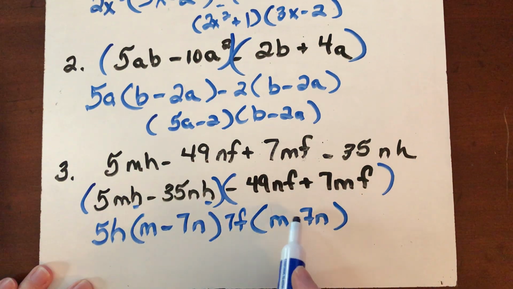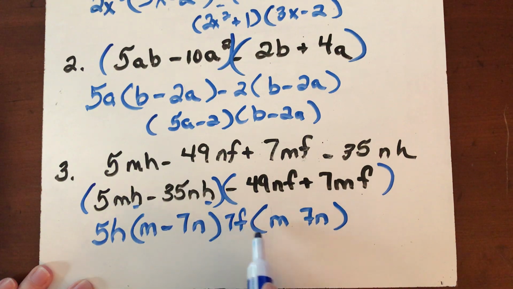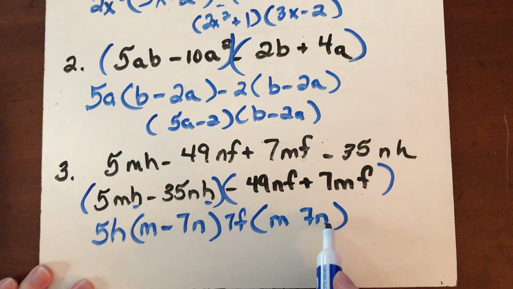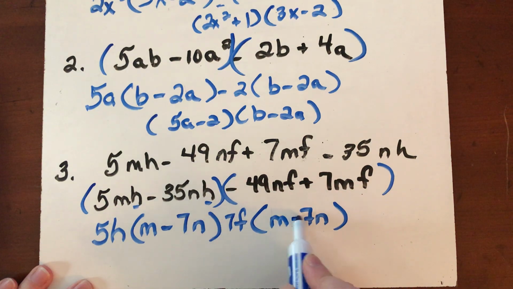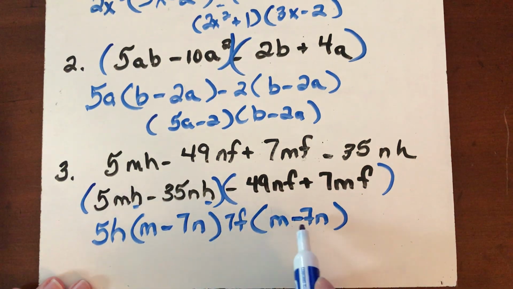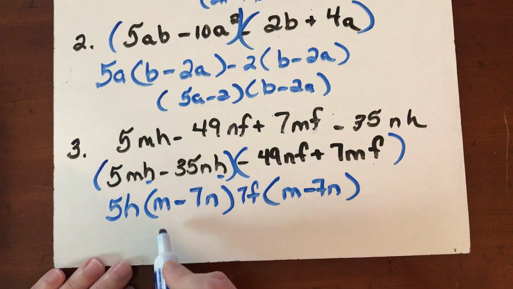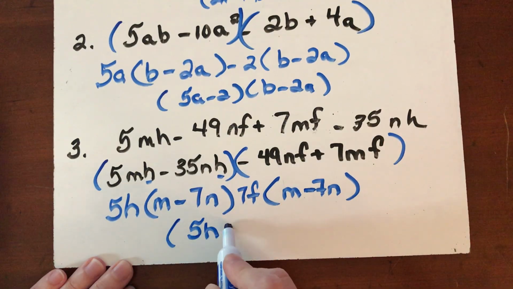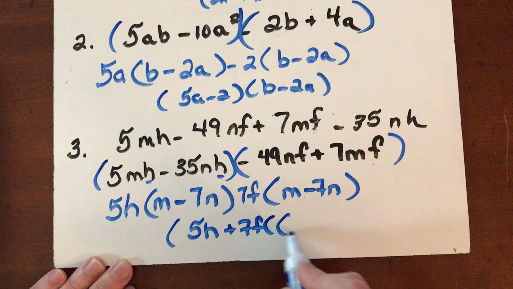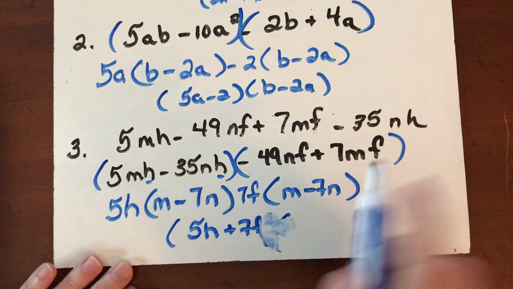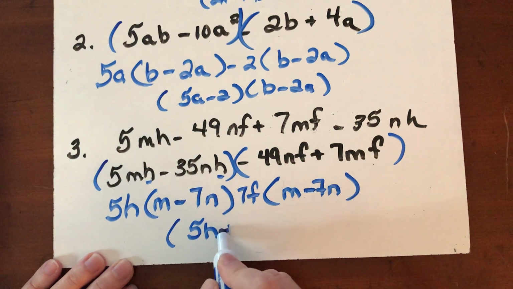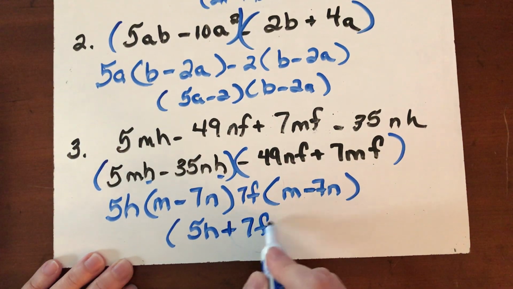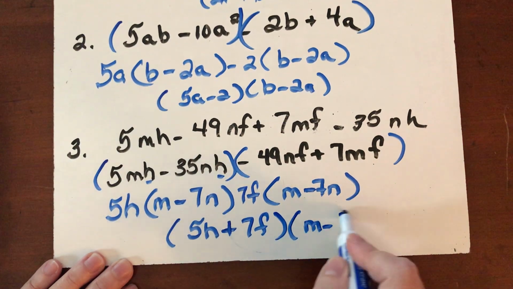Okay. Now, work to make sure the sign. 7f times negative 7n is going to give me negative 49nf. Again, that sign actually would stay the same, so it would have been negative. So just make sure that the 7 times the negative 7 is the negative 49. Now, we have 5h plus 7f. Wrong parenthesis. Wrong way. So 5h plus 7f in one parenthesis and m minus 7n in the other.